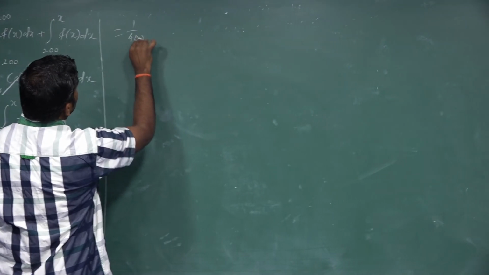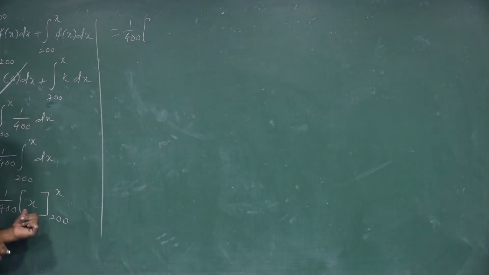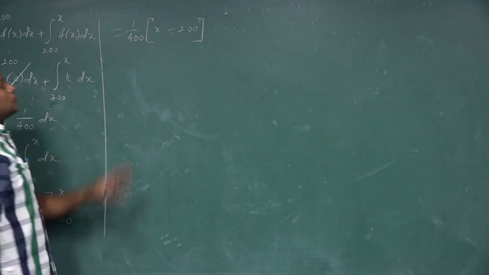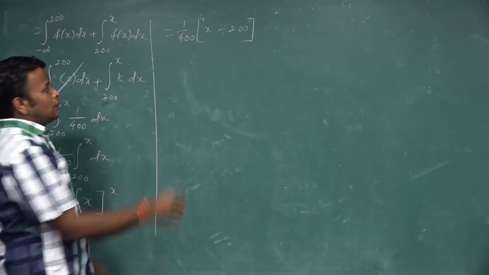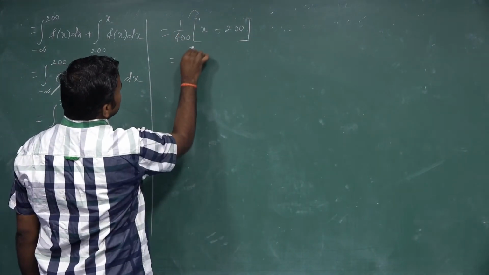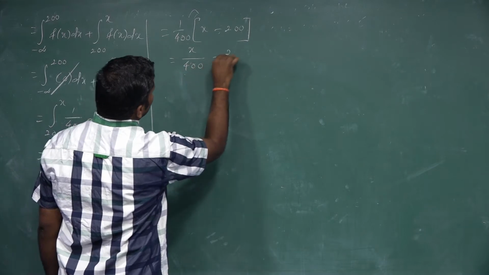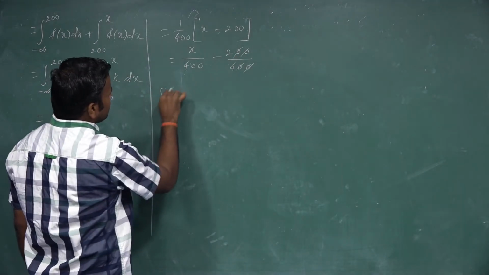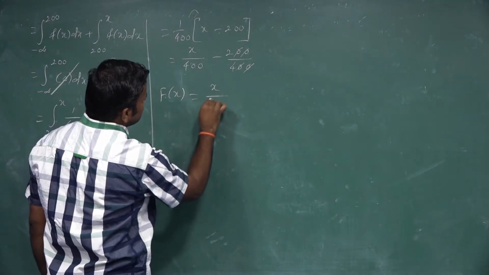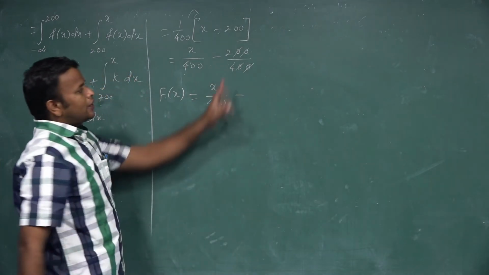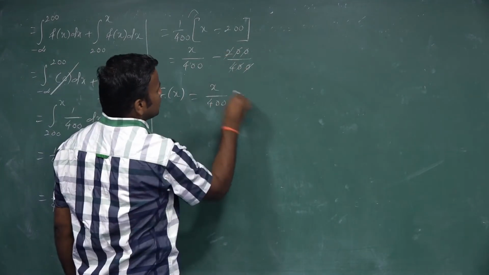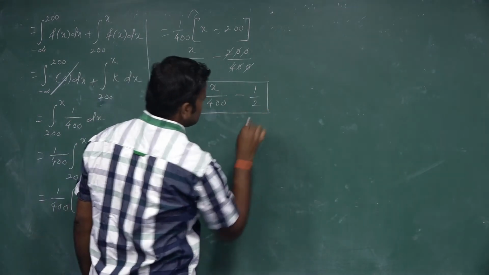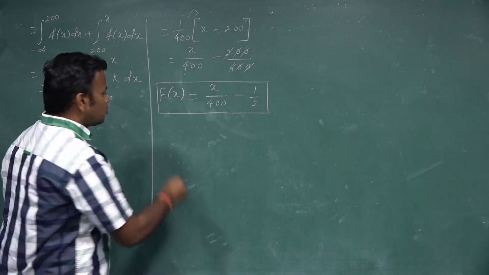So 1 by 400 of, first we apply the upper limit x minus the lower limit 200. So 1 by 400 of x minus 200, or I multiply 1 by 400 inside, I get x by 400 minus 200 by 400. So F of x value is x by 400 minus, cancelling these two zeros, 2 by 4, I get 1 by 2. So the second case is also done. Now we move to the third case.